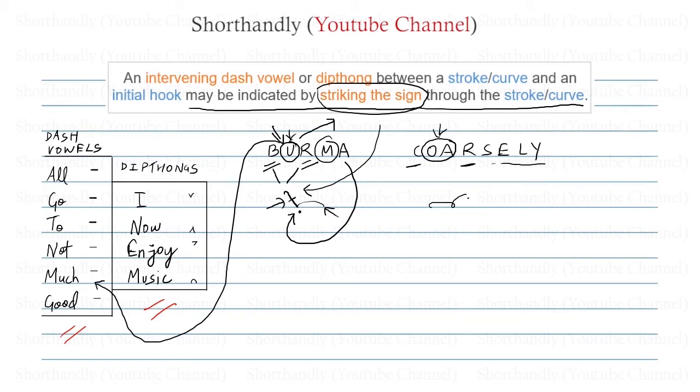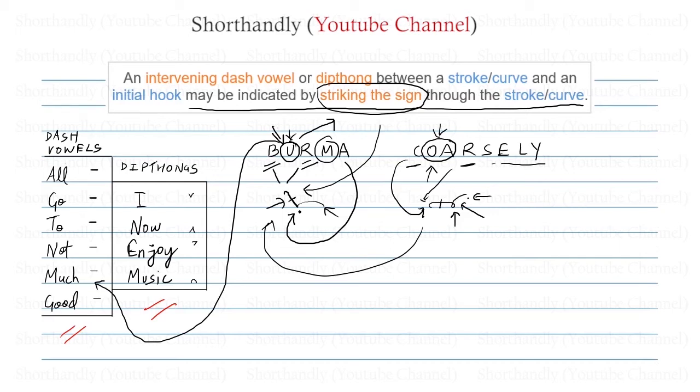Okay, so see, till now this is coarsely because we have this R hook and this K consonant combined, and then we have this small circle which is S, and then we have L, and then the sound of E as in the is vowel. Now the only vowel that we are left with is O, which is this one. Okay, so how are we going to put that? As we learned over here, we're going to strike the sign like this. So now it becomes coarsely.